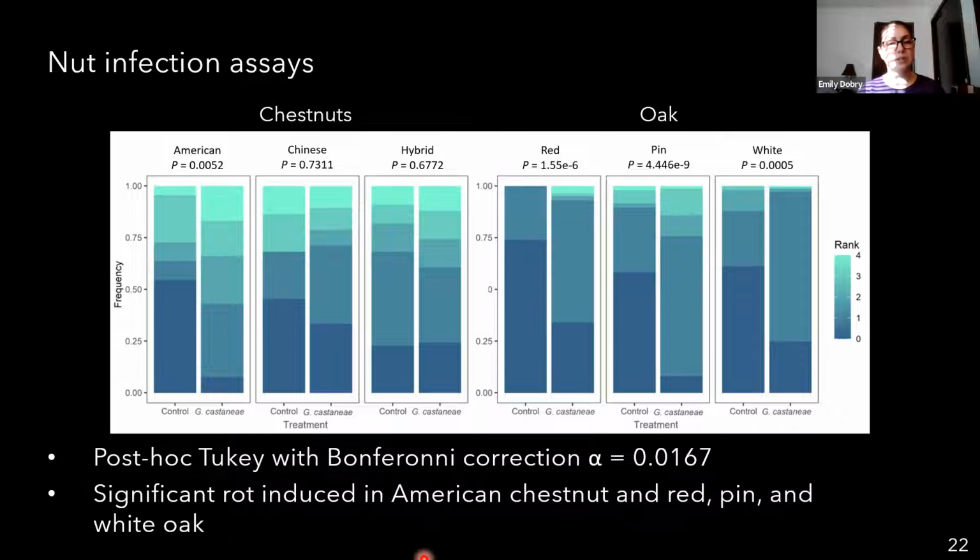And what we saw here was that there was significant rot induced in the American chestnut and all three of our oak species. And this was a little bit surprising because there hadn't been any such rot noted in any previous studies with oaks.